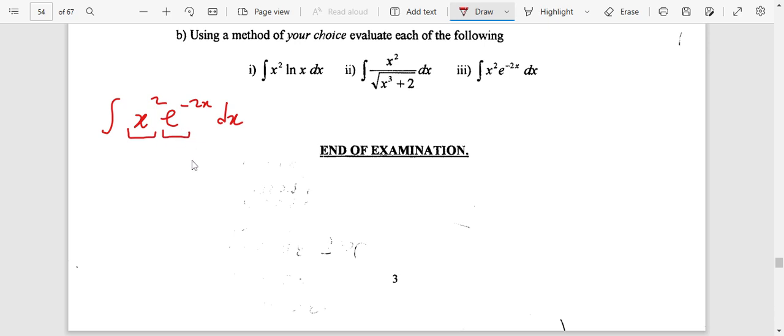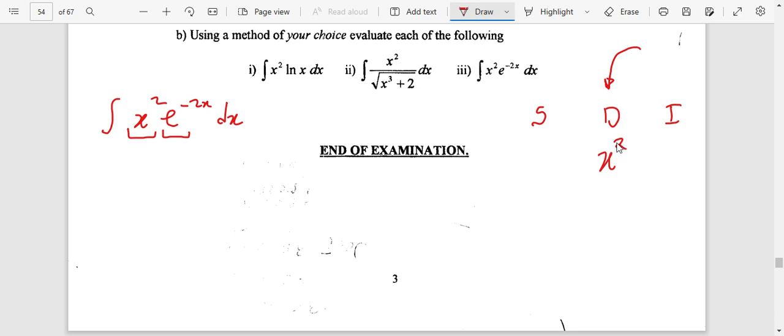Now the simplest way of doing by parts is using the tabular method. So I'm going to put sign, derivative, integral. Now if you don't have a natural log, the best thing that you put under derivative is something that you can differentiate to get a 0 at the end. Which one do you think we are going to differentiate to get a 0? x squared or e to the power negative 2x? I think x squared is going to be here.